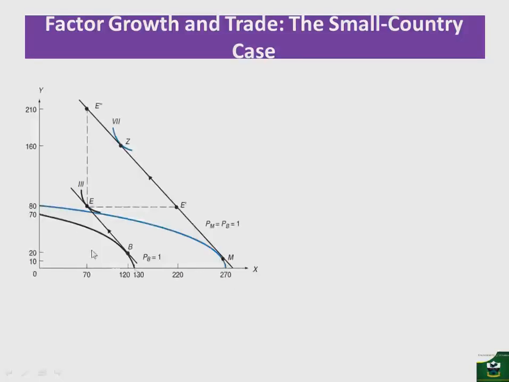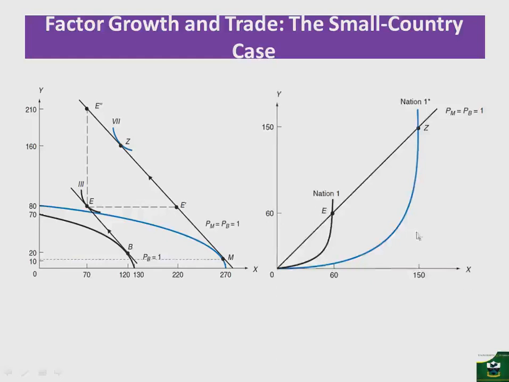So consider a nation which has specialized in the production of commodity X and moves all the way to point B, where the international terms of trade equal 1, and at point B the nation produces 120 units of commodity X and 20 units of commodity Y. And if this nation was to consume at point E, it means the nation will have to export 60 units of X and import 60 units of Y and then move to point E.